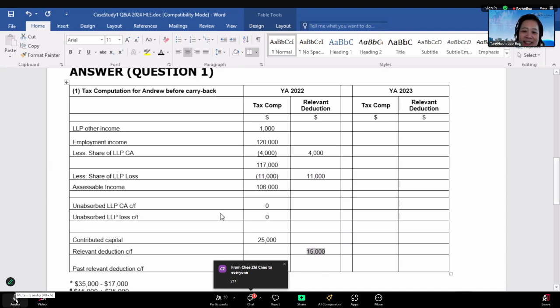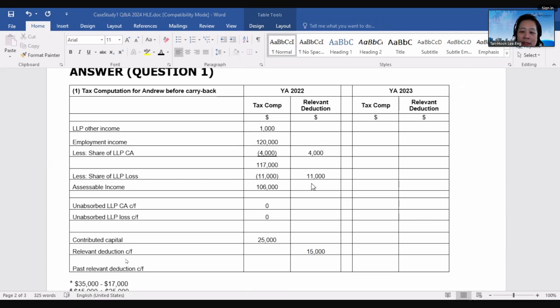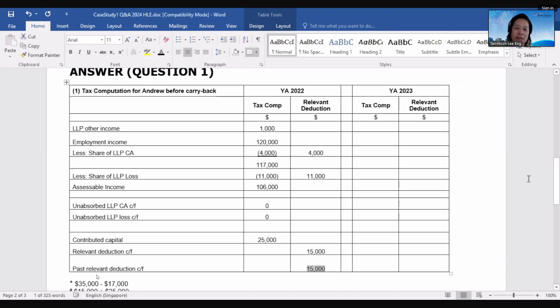Relevant deduction is 15,000, not 10,000, because it's 15,000 carry forward. Relevant deduction is 4 and 11, so 15. No, because I'm looking at the carry forward, so I thought it's... No, it must be this year. Because this one just started business, so it's the same. Okay, 15,000. Get it? Very good already.